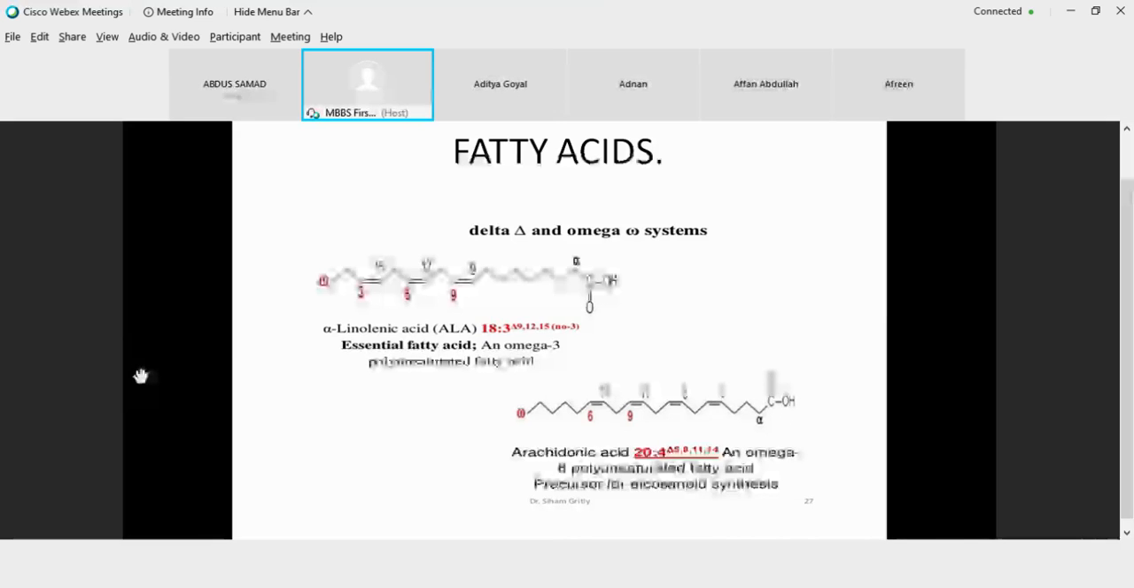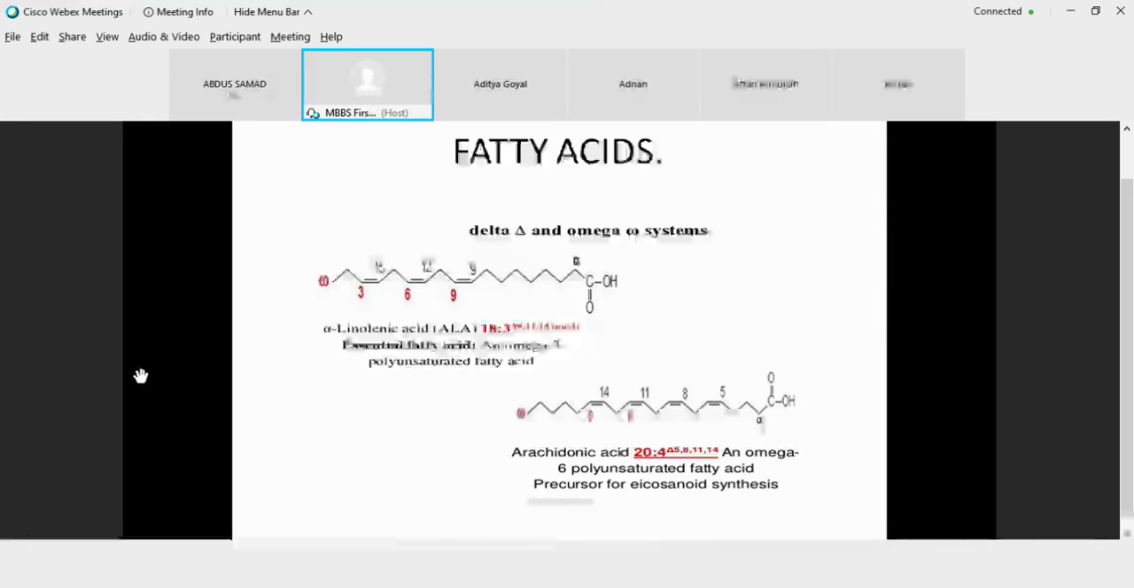20:4 is telling you that it has 4 unsaturations. The positions of these unsaturations are 5, 8, 11 and 14. And this is how it's a delta naming system. Now, if you look at the omega one, what is the omega name of this arachidonic acid? What is arachidonic acid in terms of omega naming?